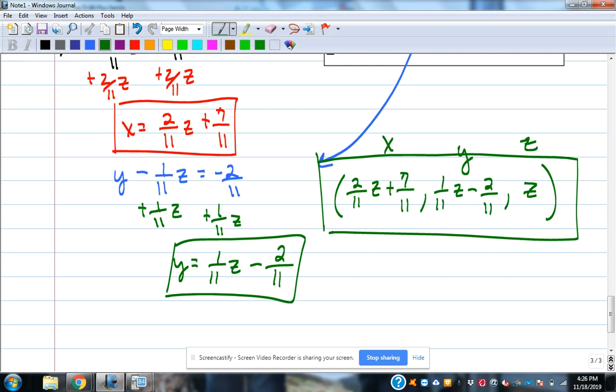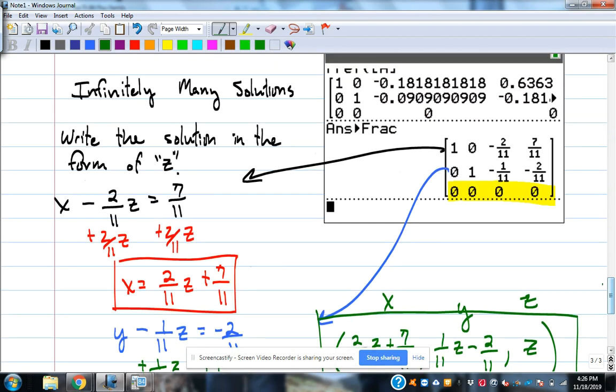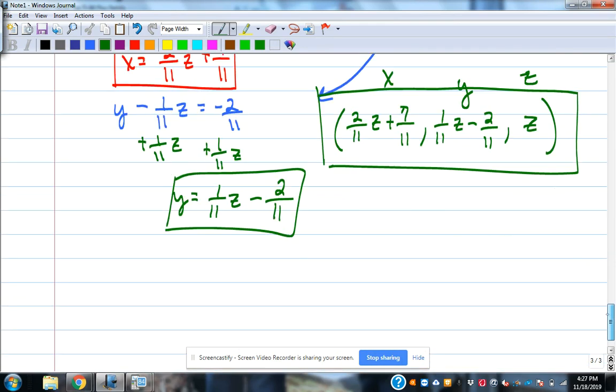All right, so the key to knowing infinitely many solutions with the matrix is that bottom row. If the bottom row is all zeros, it's infinitely many solutions. Okay, so that gives you the clue that that's happening. Bottom row is all zeros. That's the infinitely many solutions.